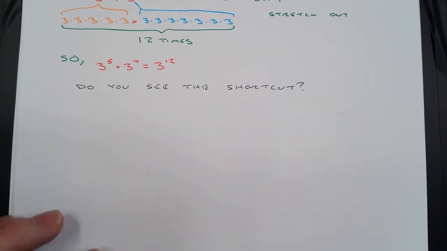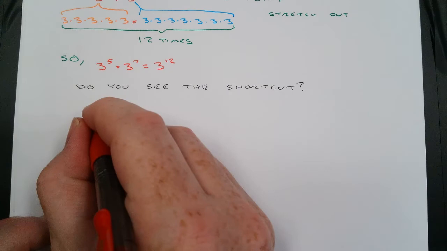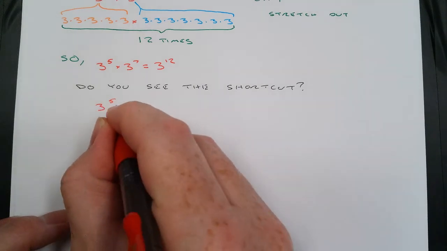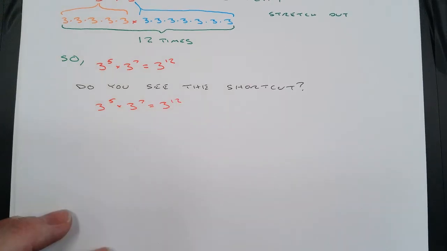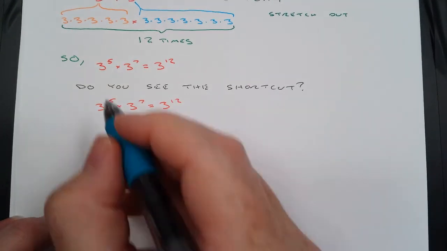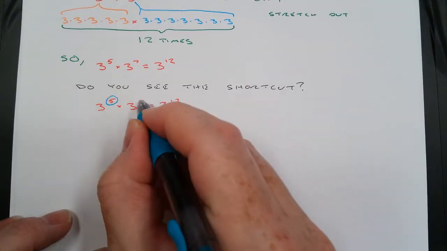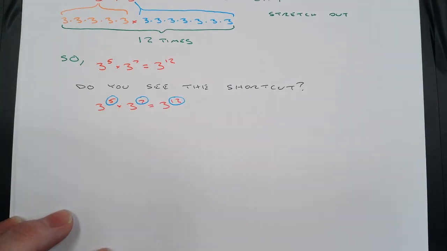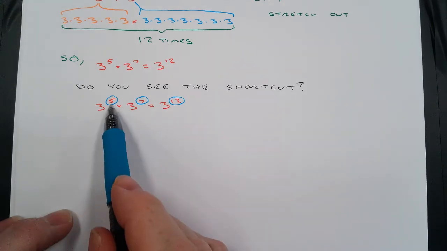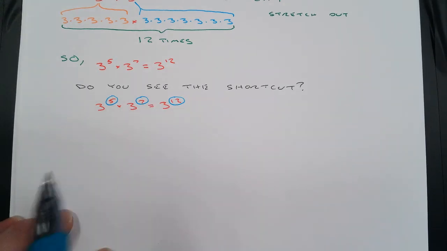To help you, let's write this again. Do you see the shortcut? Some of you see it. 3 to the 5th times 3 to the 7th equals 3 to the 12th. There's a shortcut in here. Let me see if I can help you find it by circling that, and circling that. Does that help you see the shortcut? 5, 7, 12.